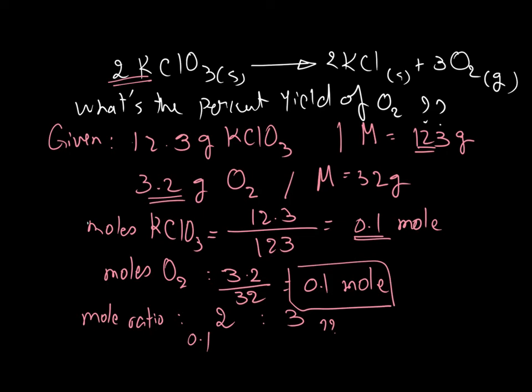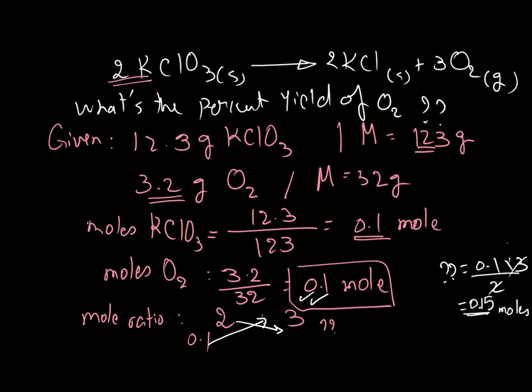You will work out the cross multiplication, which is 0.1 into 3 over 2. So it will be equal to 0.15. You are expecting to get 0.15 moles of oxygen, but actually we got only 0.1.